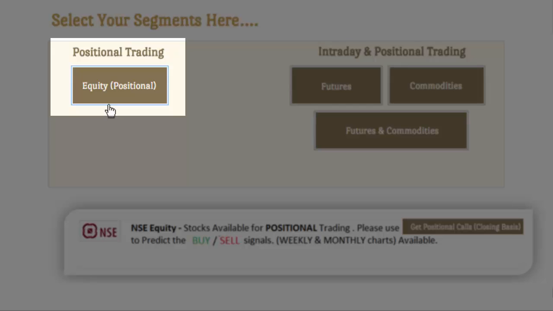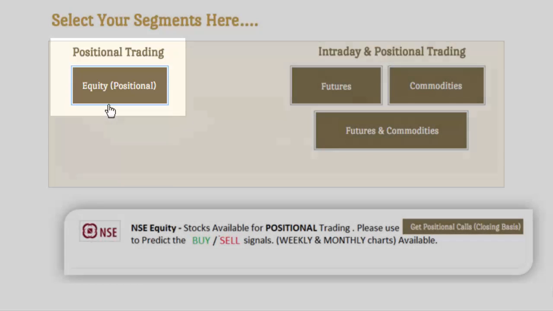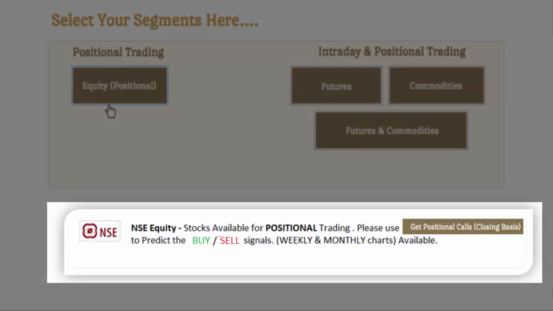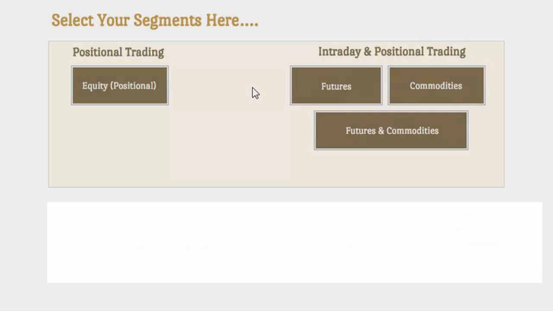The first button is called equity positional. With this equity positional option, you will get more than 120 scripts for positional trading. These scripts are available in different time frames like day chart, weekly chart and monthly chart. There is no intraday segment available for equity.